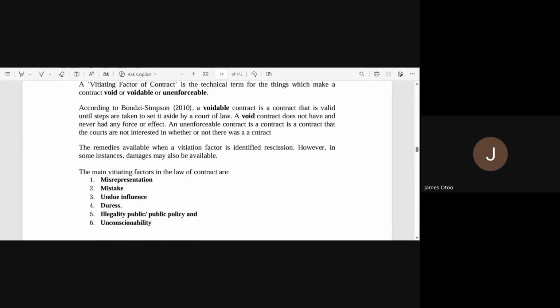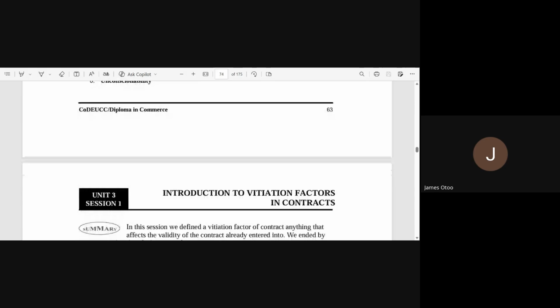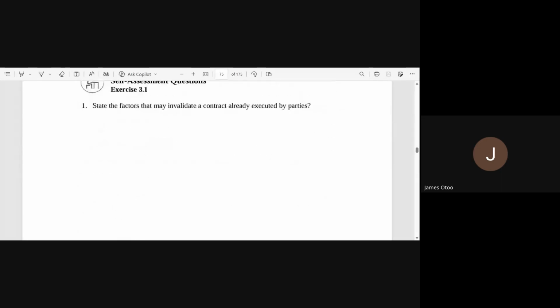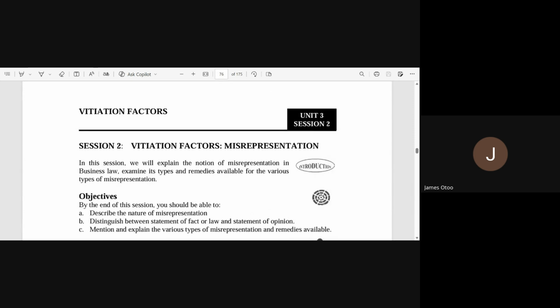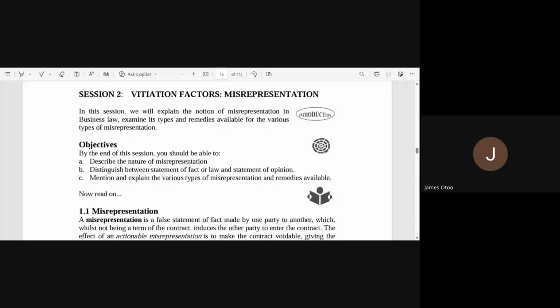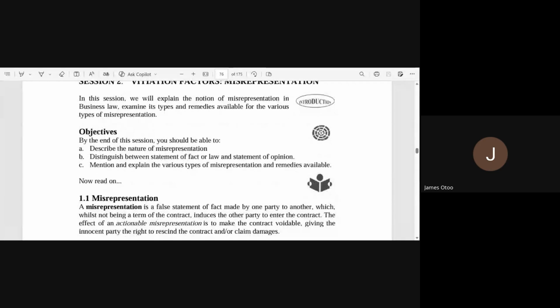Now, what are some of the vitiating factors? We have misrepresentation, mistake, undue influence, duress, illegality, and unconscionability. So basically, this is the introduction. Now, you will start with the various vitiating factors, and we like to start with misrepresentation.